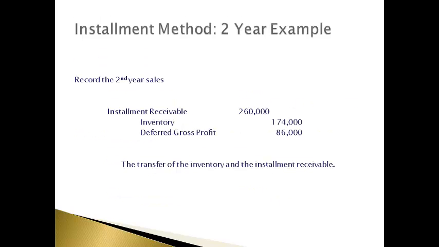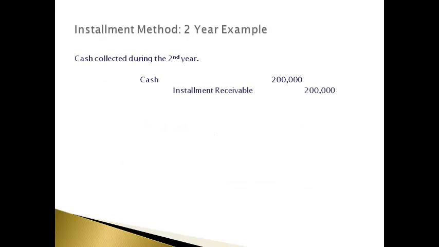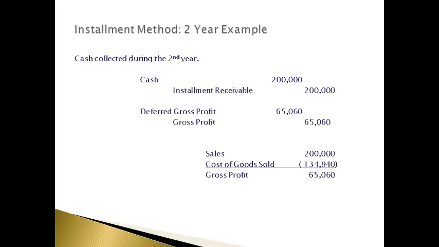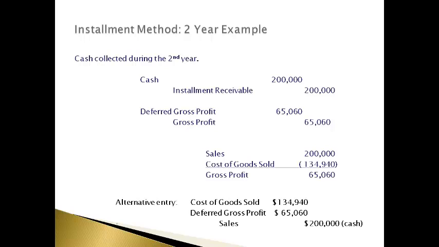The transfer of the inventory and the installment receivable in the second year is recorded and the gross profit is deferred. The gross profit and the revenue will be recorded later in the period the cash is received. Record the gross profit related to the cash that was collected during the second year. The gross profit amount was computed previously. The gross profit is recorded and reported as shown.